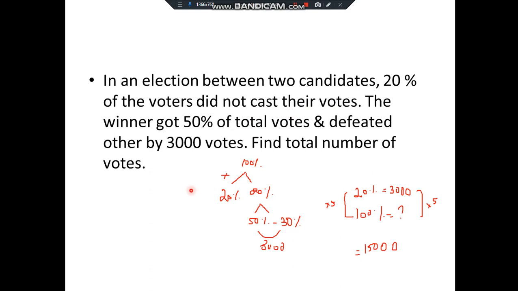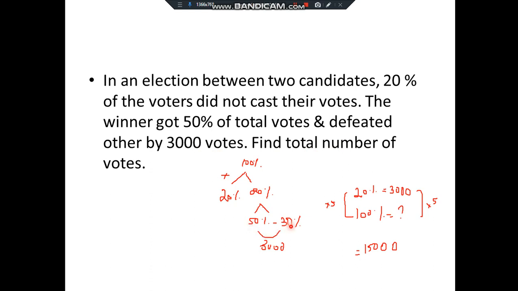20% of voters did not cast their votes. So write it on the left hand side: 20% out of 100 did not cast their votes. So how many people cast their votes? How much percentage? 80%, right? So subtract and write it as 80% on the other side. In that, the winner got 50% of total votes, from the 80%. So obviously the loser got how much percentage? 30%, right? And defeated the other by 3000 votes, which means the majority is 3000 votes.